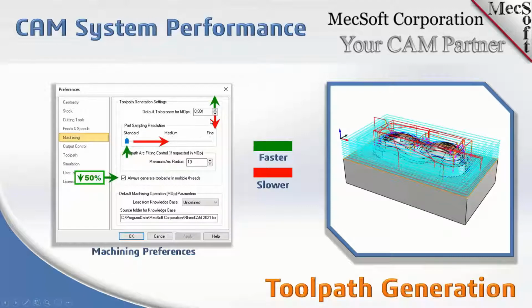And then at the top right here, you can set your default operation tolerance for all of your operations, and that's set at 1,000 by default.